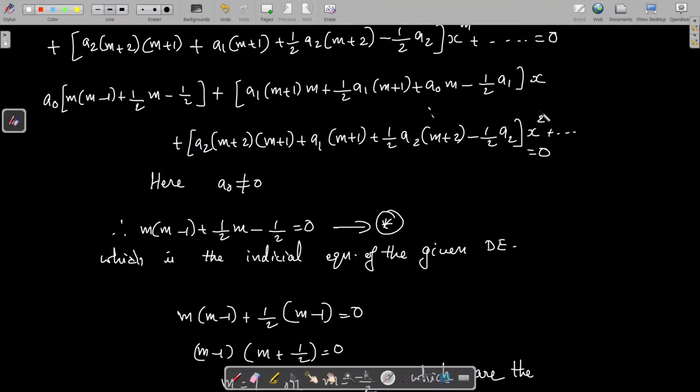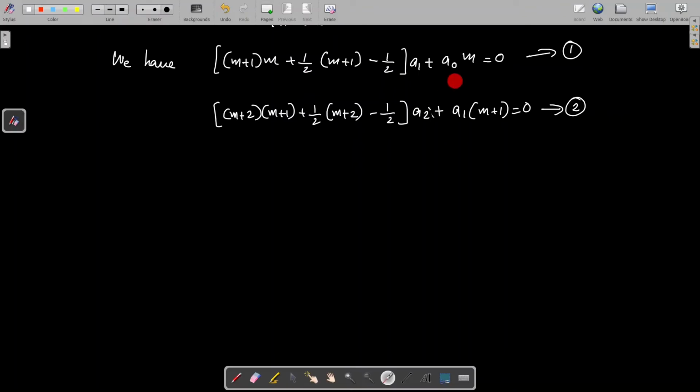Okay, and also here coefficient of x equal to 0, coefficient of x square equal to 0, etc. Now I am going to write this expression, this one equal to 0 and this expression equal to 0. Using these two expressions, we will find the values of a0, a1, a2, etc. Okay, so let me write the equations. Now these are the two equations here named as 1 and 2.